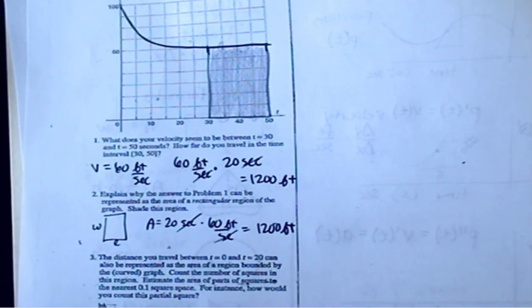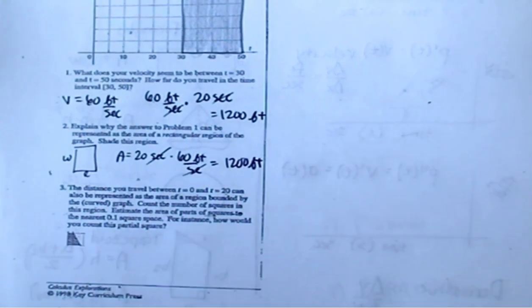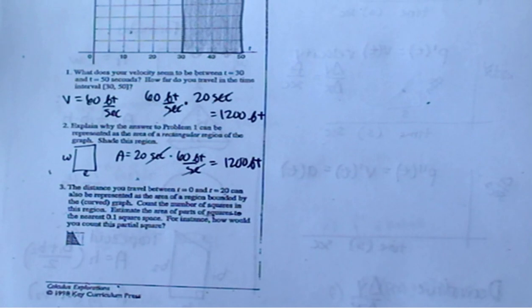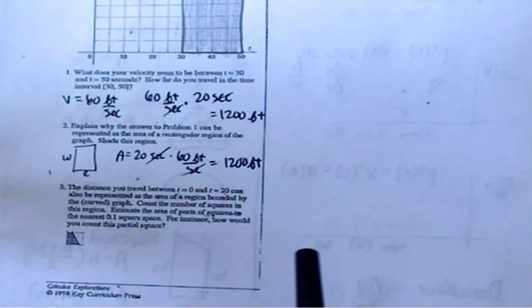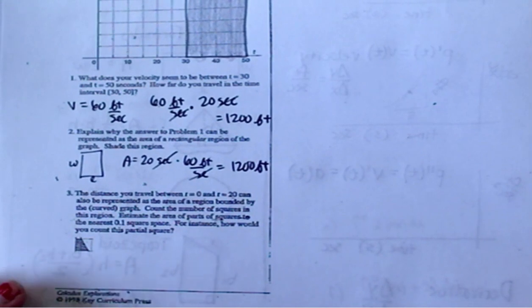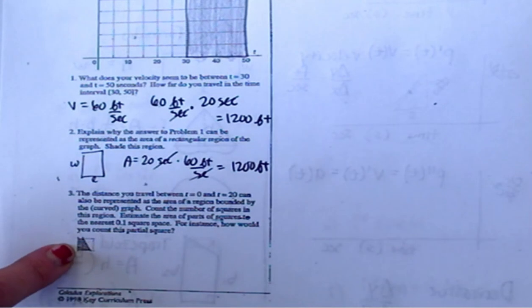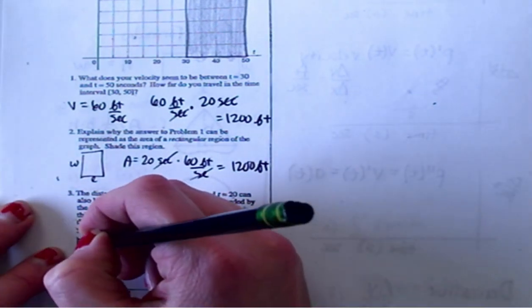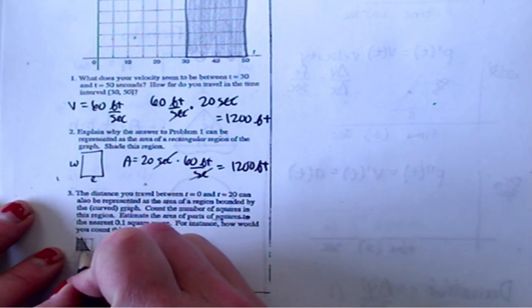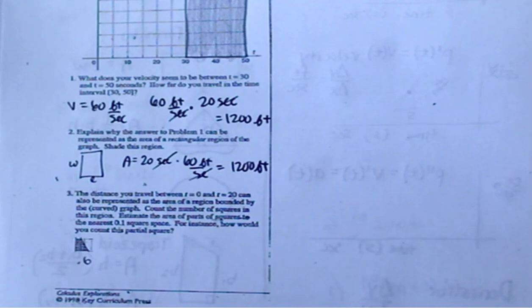Okay. Number 3. The distance you travel between 0 and 20 can also be represented by the area bounded by the curved graph. Count the number of squares in this region and estimate the area of parts of squares to the nearest point 1. Okay, so how would you count that square? Looks like maybe 0.6. It looks a little more than half, but not quite 3/4.